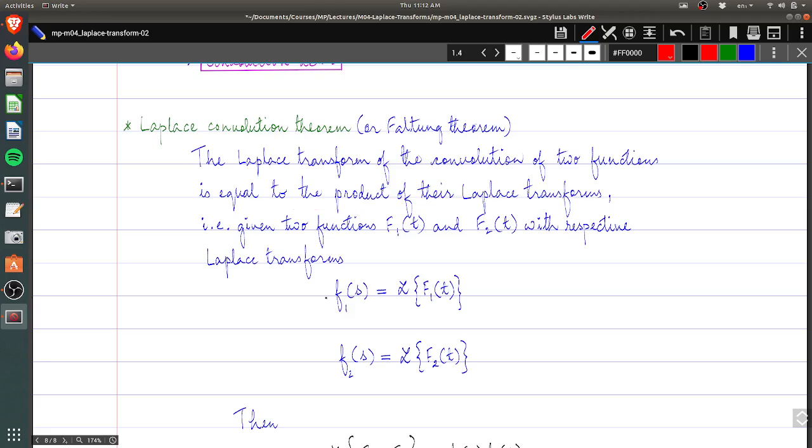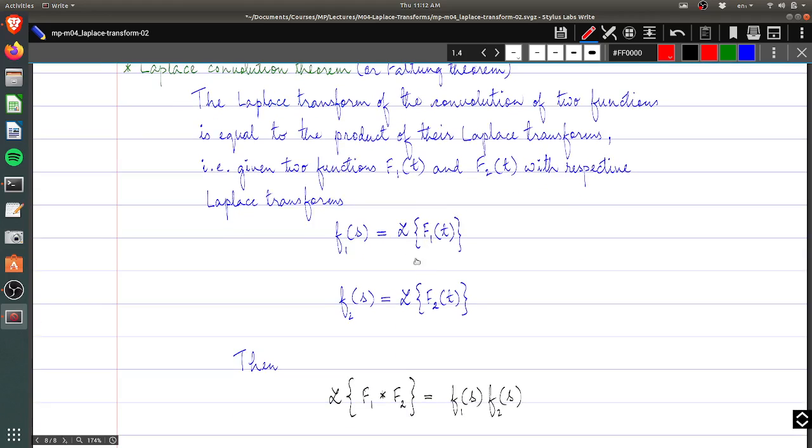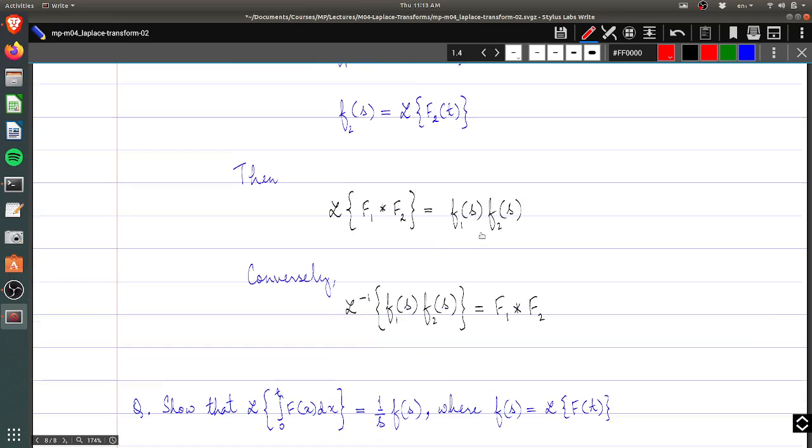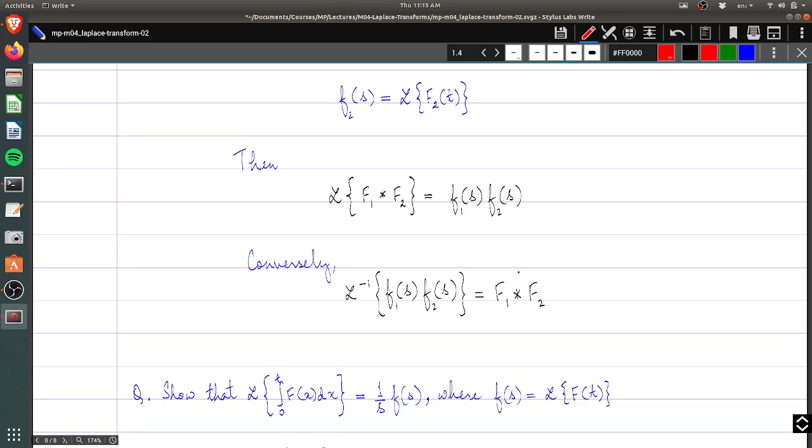of their Laplace transforms. Okay, so suppose I have two functions f1 and f2, and their respective Laplace transforms are this. So F1(s) is the Laplace transform of f1(t), F2(s) is the Laplace transform of f2(t). Then I want to find out the Laplace transform of the convolution between them. All I need to do is just take the individual Laplace transforms and multiply them together. That's all. And then from there I can find out the convolution very easily. All I need to do is take the inverse Laplace transform of the product of these two.